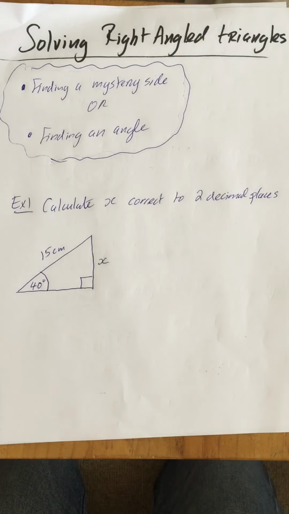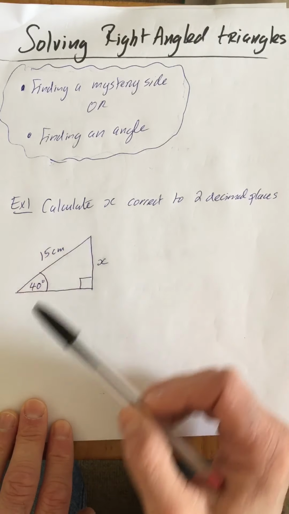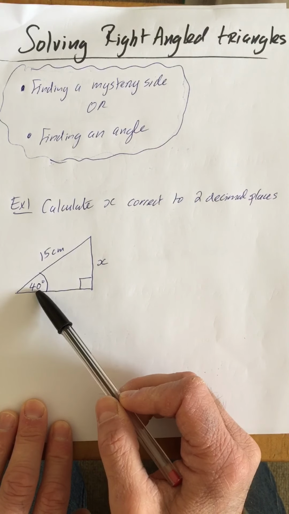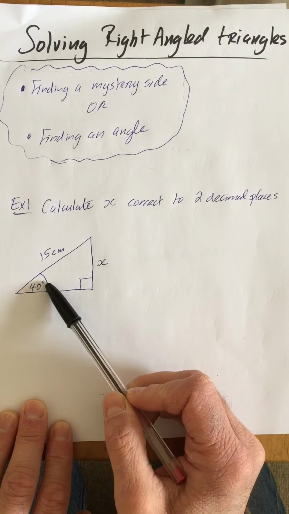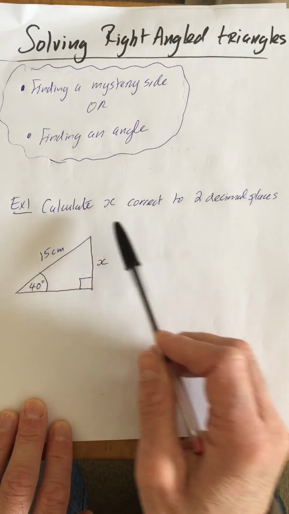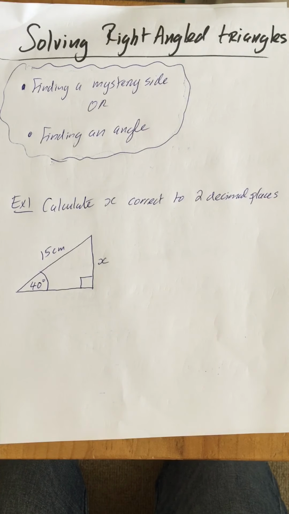Example 1. We have a triangle. Notice it's a right-angled triangle. We're given one of the sides is 15 centimeters, and one of the angles is 40 degrees. We are asked to calculate x correct to 2 decimal places.